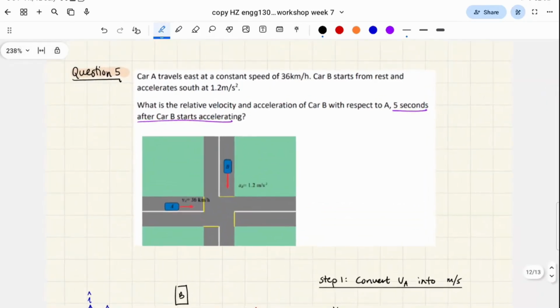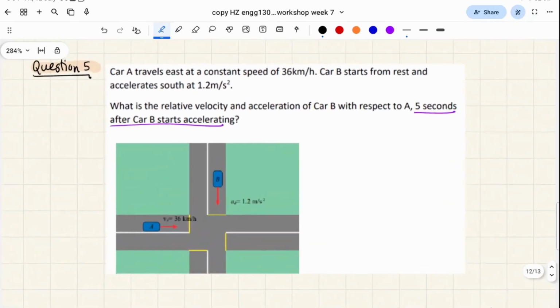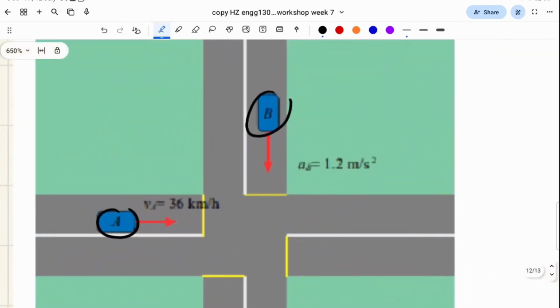Okay, so we have two cars here. Car A is this one on the left. It travels due east at a constant speed of 36 kilometers per hour. Car B starts from rest, so that's car B there, and accelerates south at 1.2 meters per second squared. What is the relative motion, velocity and acceleration of car B with respect to A 5 seconds after car B starts accelerating? Okay, so just looking at these two and these numbers that you can see, what's the first thing you should do?